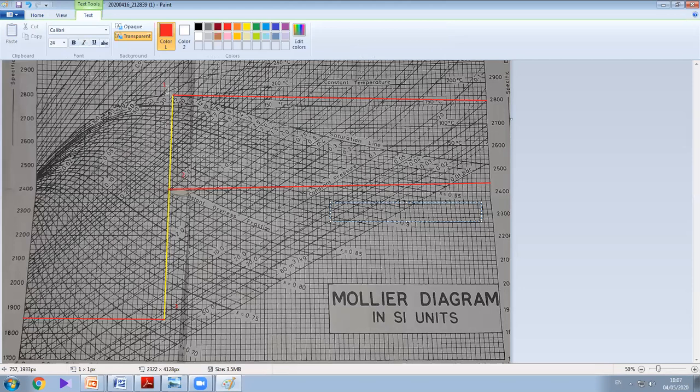From state 1 it expands isentropically. It means it is a vertical line. You need to draw a vertical line till the pressure is 0.04 bar.